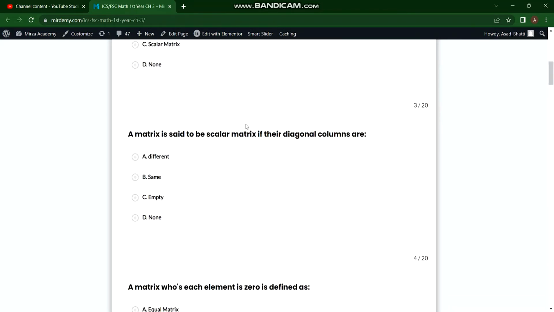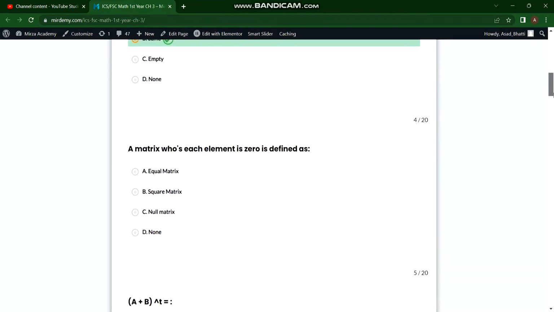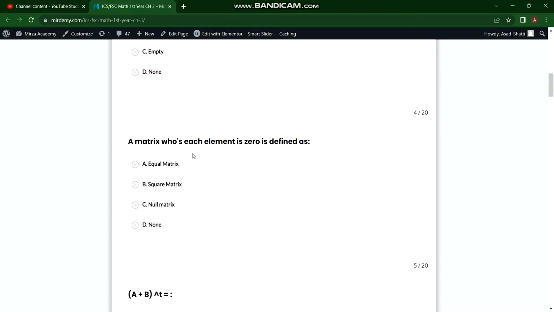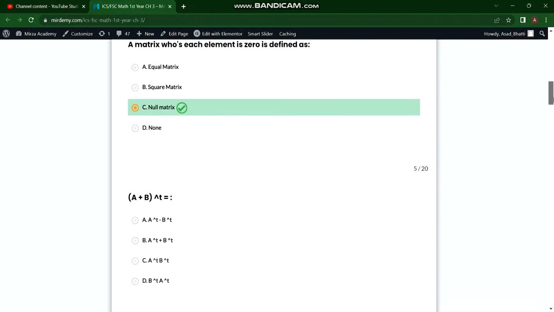A matrix is said to be a scalar matrix if their diagonal elements are the same. Must remember. The next MCQ is here. A matrix whose each element is zero is defined as a null matrix. The next MCQ is here.